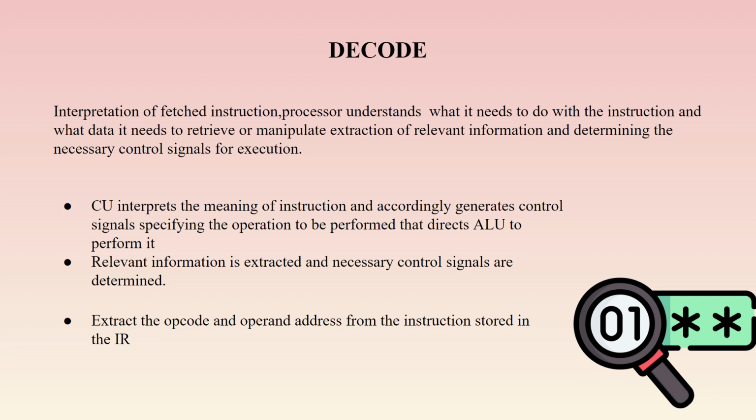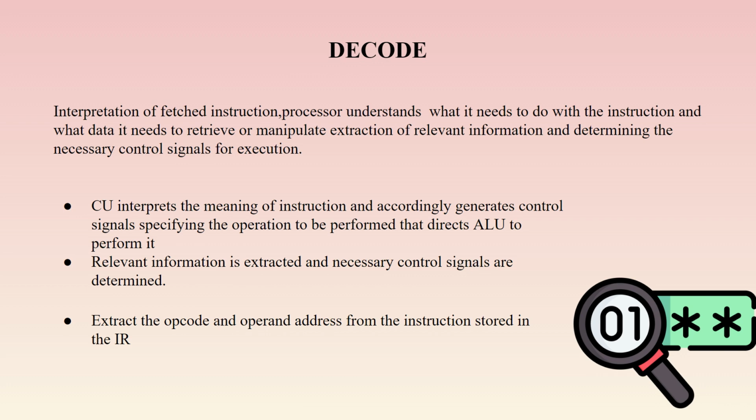Now we will discuss the second stage of the basic instruction execution cycle, which is decode. So what exactly is decode in reference to the instruction execution? First of all, we already learned about fetch in previous slides. At this stage the instruction is fetched, so now in decode, by interpretation of this fetched instruction, the processor understands what it needs to do with the instruction and what data it needs to retrieve or manipulate, extracting relevant information, and by doing so finally determining necessary control signals for execution.